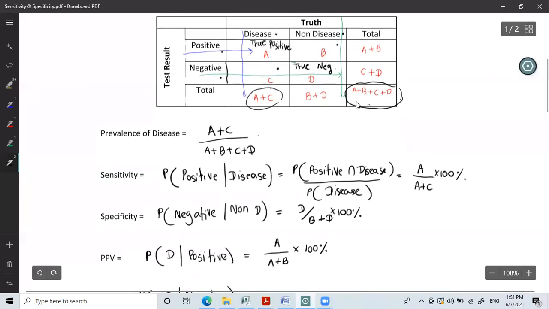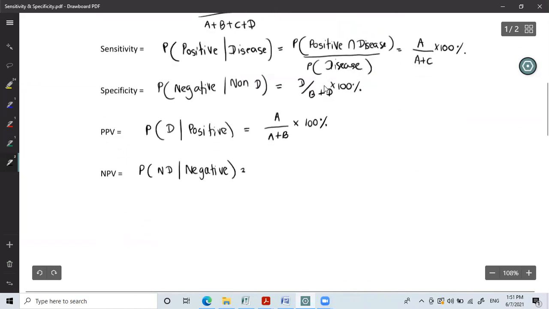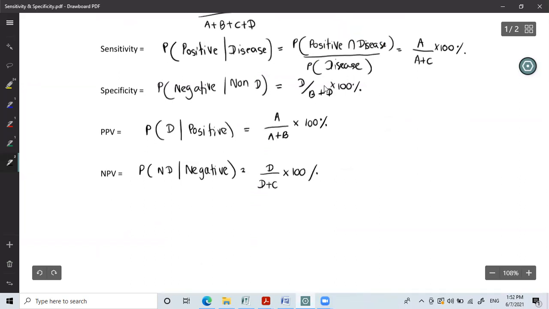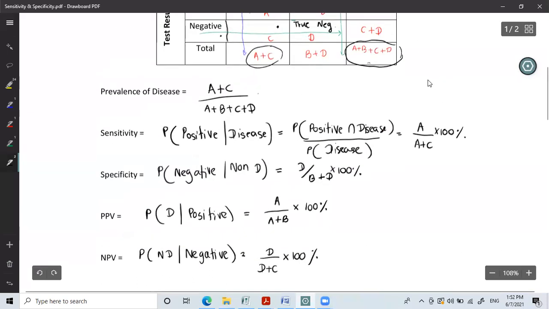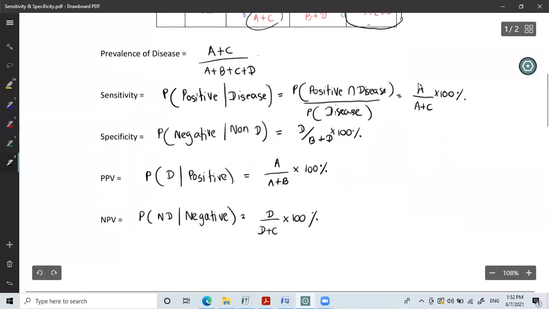So the negative is the second row. So we have C plus D, right? C plus D is here. Out of them, you got the negative results. Out of them, the non-diseases are only D. So the answer will be D divided by D plus C. Okay, so this is how you find sensitivity, specificity, PPV and NPV.